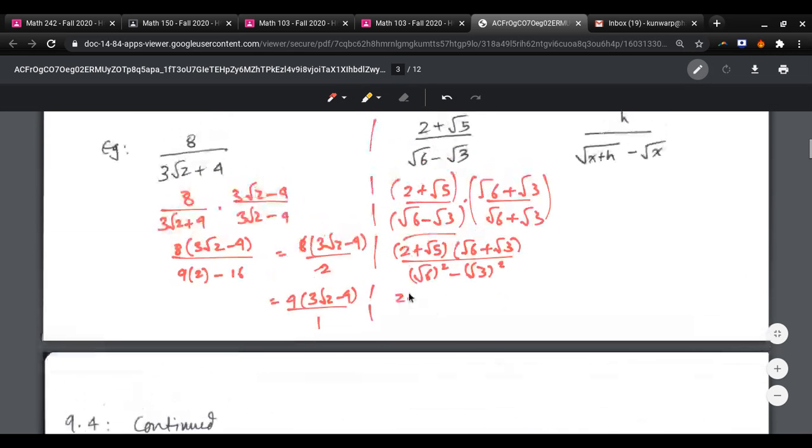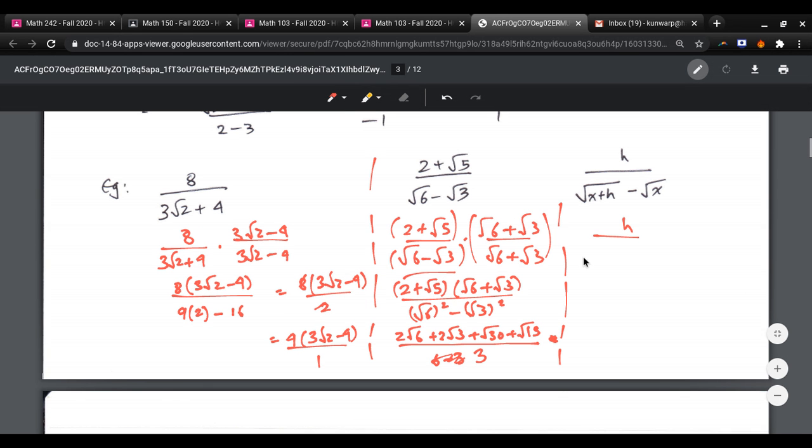So when I distribute, that's 2 square root of 6 plus 2 square root of 3 plus square root of 30 plus square root of 15 divided by 6 minus 3, which equals, let's see, square root of 30 is 2 times 3 times 5, so really nothing there. Square root of 15 is 3 times 5, so again nothing there. So 6 minus 3, you just replace this by 3 and that's the end of it.